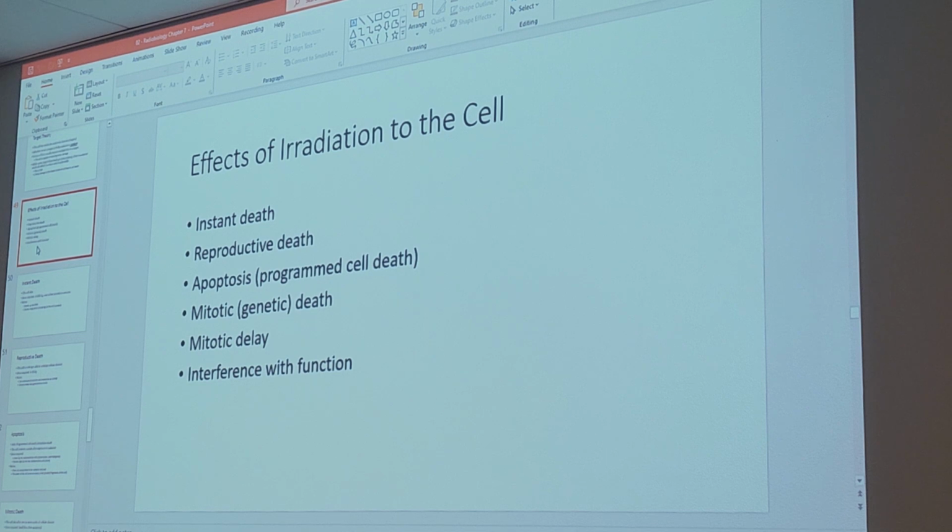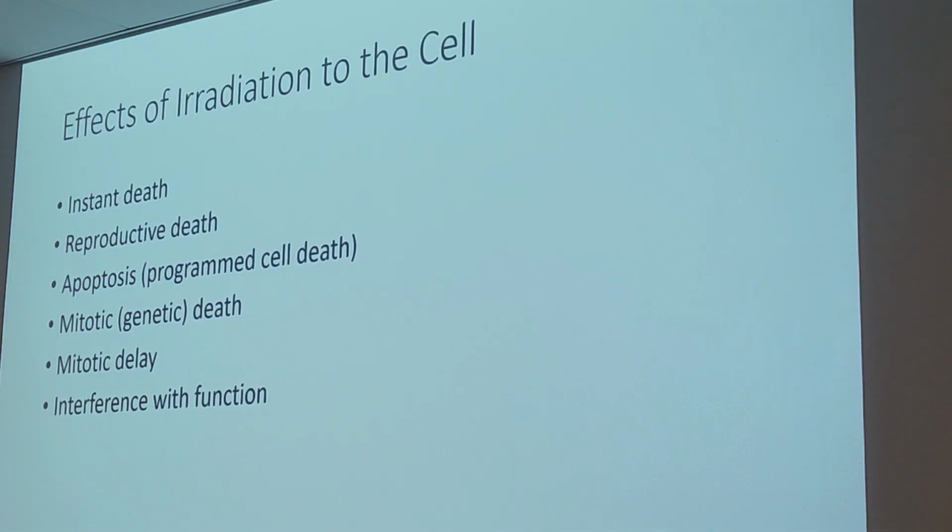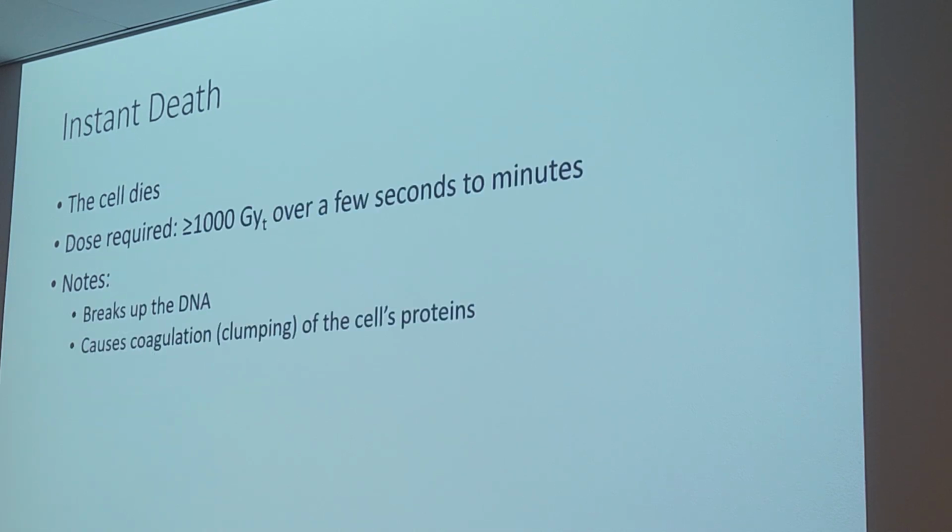This is where we stopped last week. So let's just go over this briefly. Different things can happen to the cell. This is in order of most severe to least severe. Most severe being instant death.